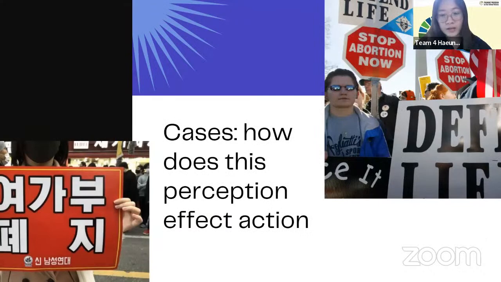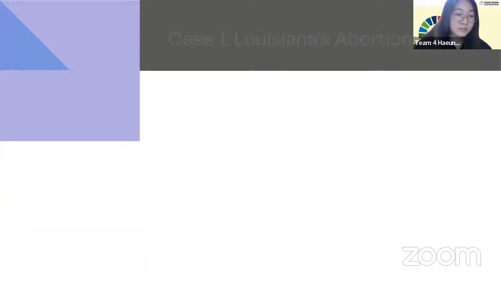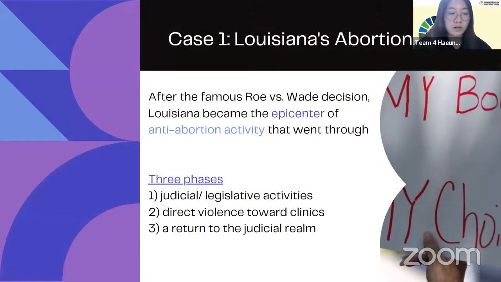Now, I'll introduce 3 cases around the globe of anti-feminist movements. One example is Louisiana's abortion war. In the year 1973, Louisiana was one of the pro-abortion states, with 54% of the citizens strongly agreeing to the legalization of abortion. However, after the famous Roe decision, legally allowing the right to abortion, Catholic and evangelical communities united under the purpose of securing religious values and the right to live. Since then, Louisiana became the epicenter of anti-abortion movements.